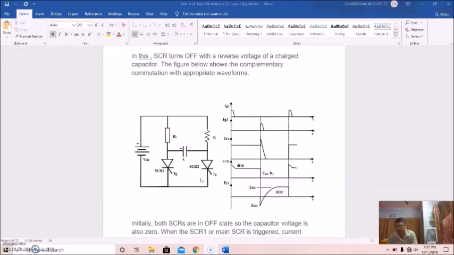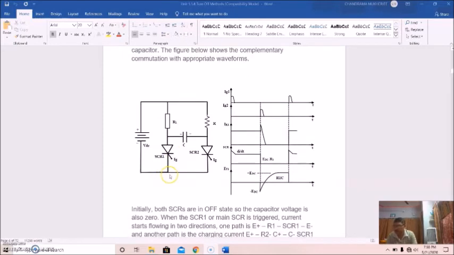The charging path of the capacitor is like this: supply positive, then load, then C positive, C negative, then thyristor 2, and back to the supply. So at the end of this operation, the conditions are thyristor 1 is off, thyristor 2 is on, and the capacitor is at negative supply voltage. At mode 4, again thyristor 1 is triggered and it is on.